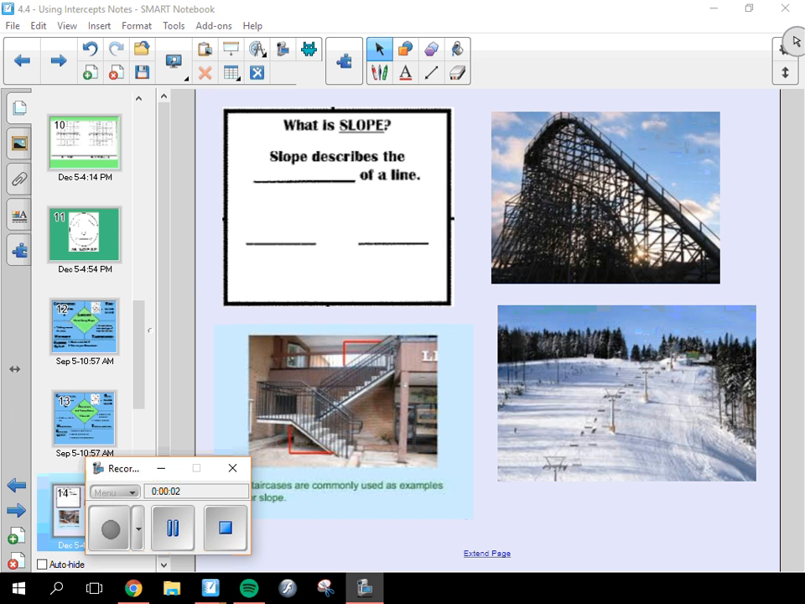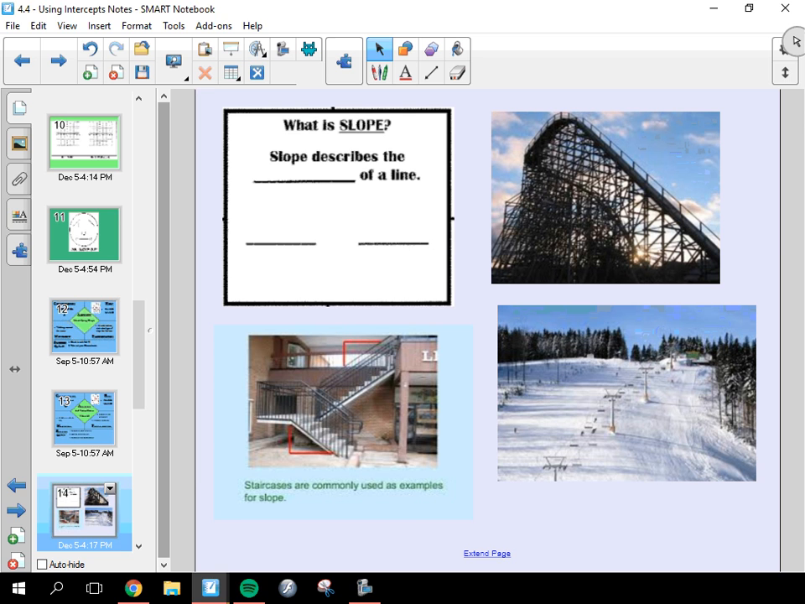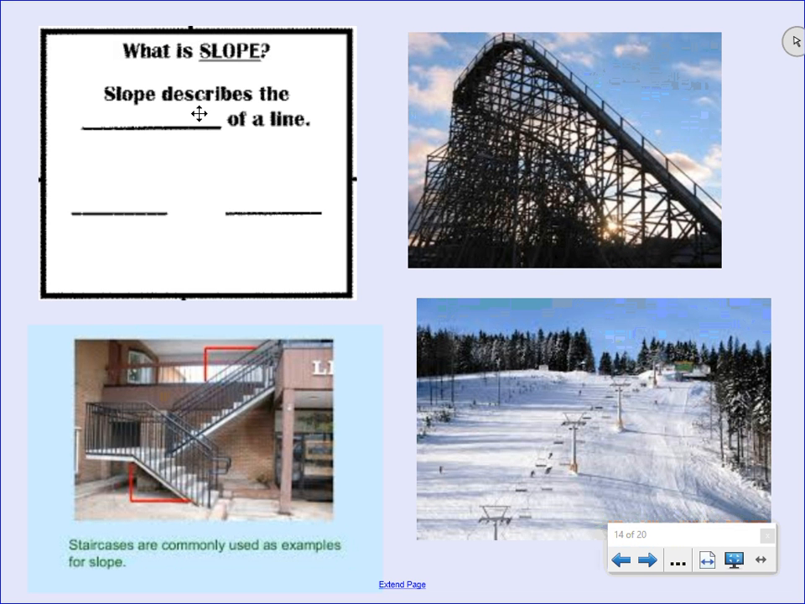So, first question is, what is slope? It's right there in the middle of your paper. You're going to put: slope describes the steepness of a line. We write it as the change in y over the change in x. This little triangle means change. Or we represent it as rise over run.